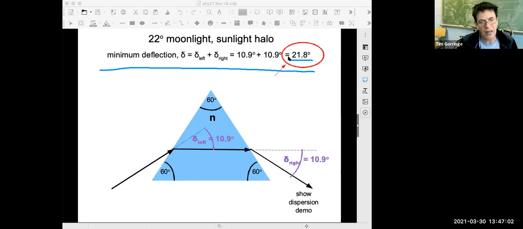Anyway, let me finish there. I'm sorry I've gone over a couple of minutes. We talked about the dual nature, particle-like and wave-like nature of light. And then we talked about the propagation, reflection, and refraction of light. We gave some equations describing reflection and refraction and how speeds and wavelengths, etc., change. And then we looked at a couple of examples, the retroreflectors as an example of reflection, and the moonlight, sunlight halos as an example of refraction.